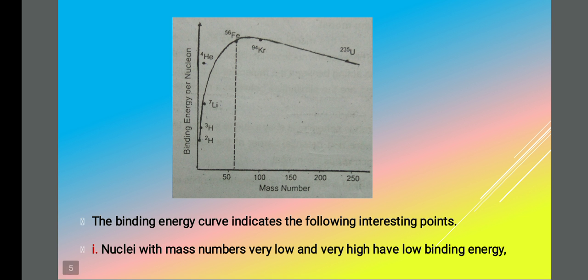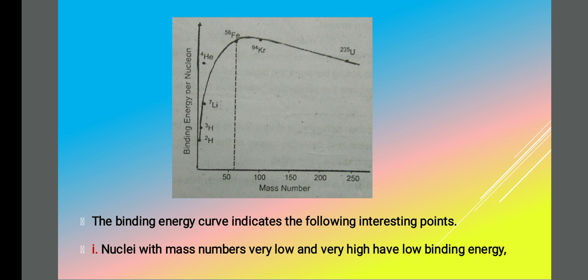So this is the curve. The x-axis is mass number, the y-axis is binding energy per nucleon. We can find many interesting things from this curve. The curve shows that as the mass number increases, the binding energy also slowly increases. The curve has a maximum for iron, then it slowly decreases and comes to uranium 235. So hydrogen, then we have lithium, then helium, and at the top we have iron, then krypton, and last we have uranium. Is it clear?